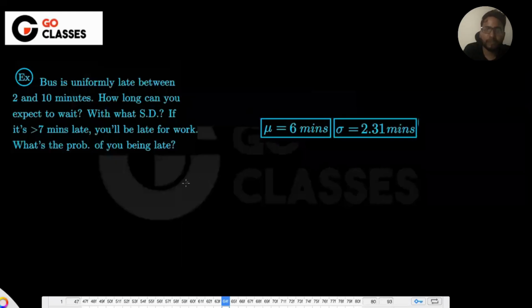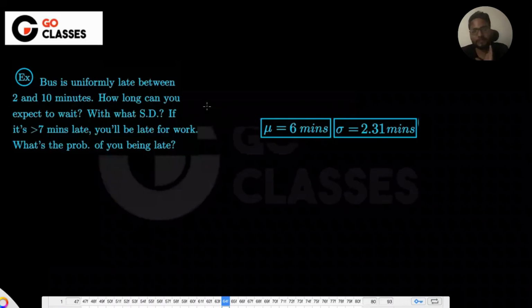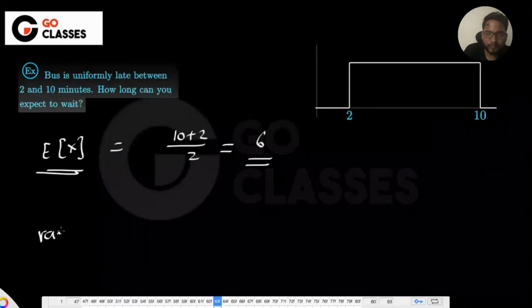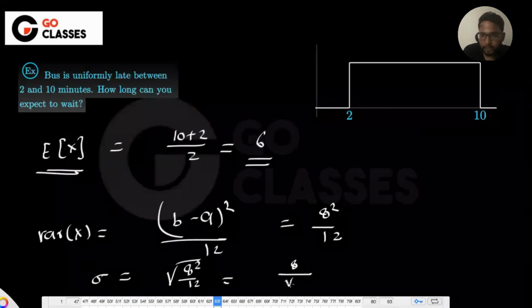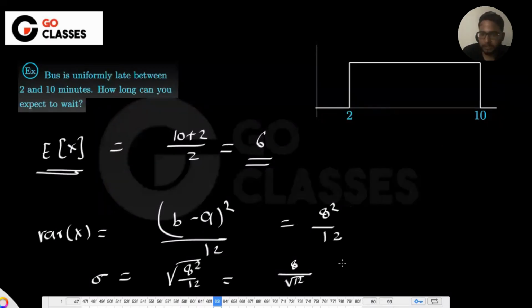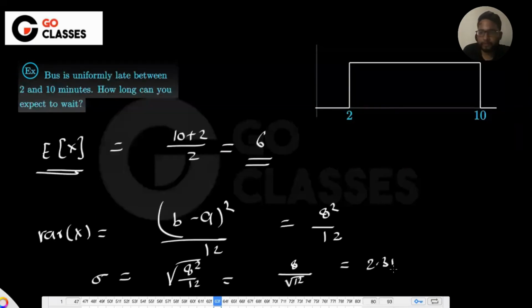Yeah, mu is 6. Now the second question they are asking is with what standard deviation, which means the standard deviation basically tells you how much it is varying. So let's first find out the variance. Variance of x is (b minus a) whole square by 12, which means this is (10 minus 2), 8 square by 12. Now standard deviation, which is generally represented by sigma, is the square root of 8 square by 12, which means 8 by square root of 12. If you just calculate it, it comes out to be 2.31.